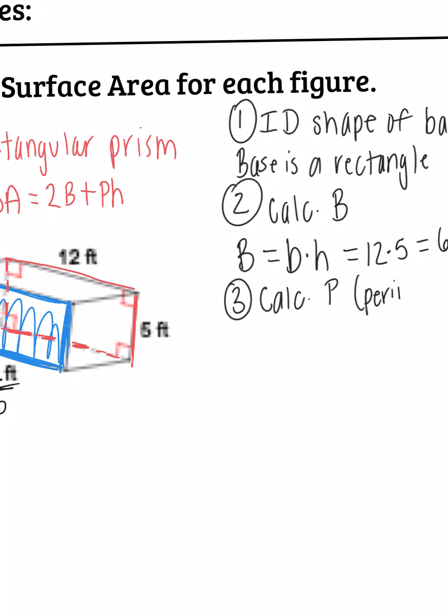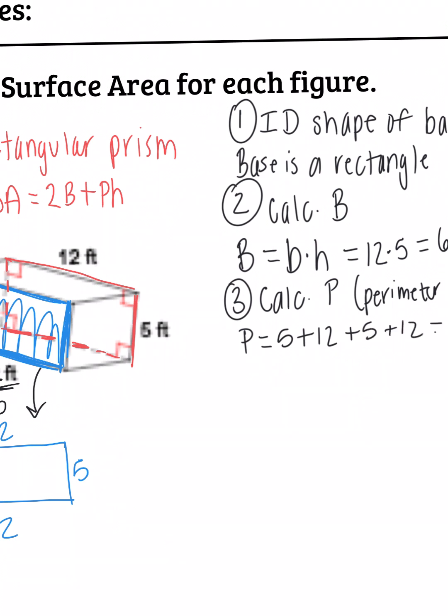Okay, and if you forget what that is, remember that is the perimeter of the base. So I'm just focusing on this rectangle. If I look at it in a flat sense instead of in a 3D sense, I know that this is 12 and this is 5. And because it's a rectangle, I know that the top is also 12 and the other side is also 5. So all I have to do is add up those 4 sides, right? That's what perimeter is. So that's just normal perimeter. So I'm going to say that P is 5 plus 12 plus 5 plus 12, which is going to give me 34.